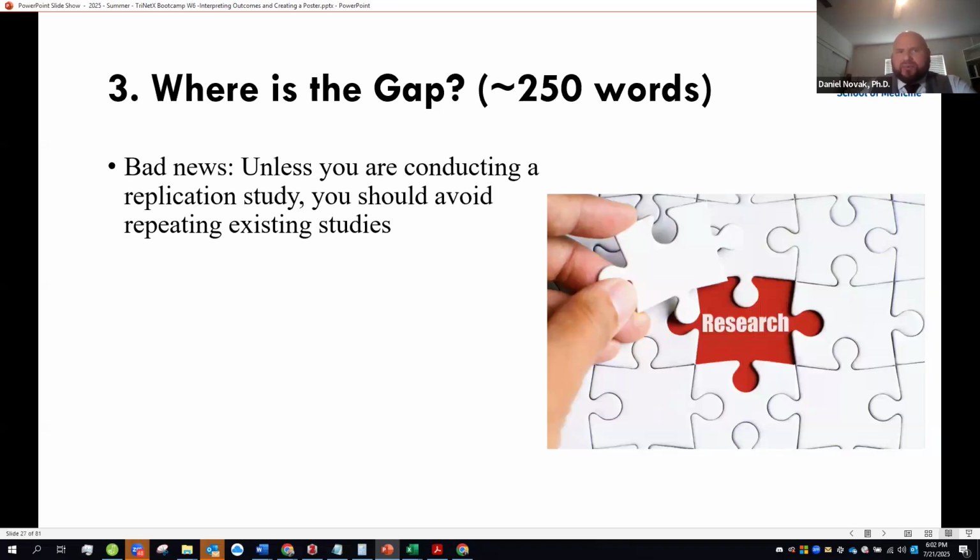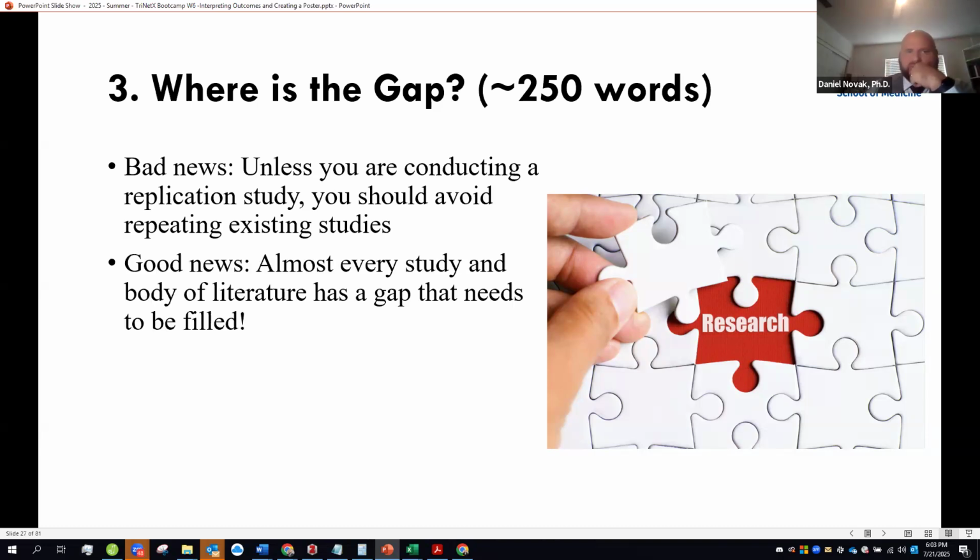Again, where's the gap? Bad news: unless you're conducting a replication study, you should avoid repeating existing studies. That sucks, just because there are so many medical research studies out there of every flavor and type, of every research design. So unless your plan, which is actually a good use for TriNetX in some cases, is to go and redo and look at the differences in findings from past studies, which you could do, you're going to have to find a new gap.